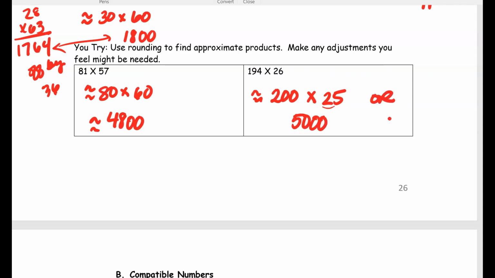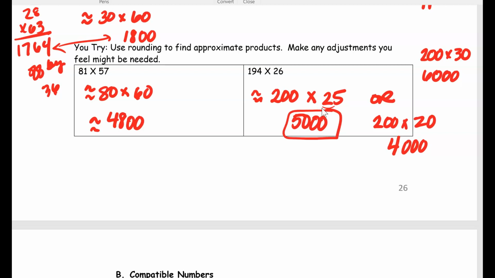You could also certainly do 200 times 20 or 30, either way. That would give you 4 with 3 zeros. If you did 200 times 30, then that gives you 6,000. So you can see the 25 is right in the middle. That's actually closest to the real answer, but all of those are totally acceptable in terms of rounding.